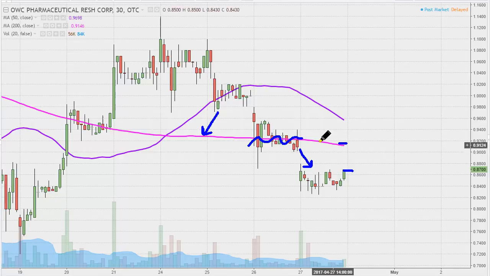Now, don't get me wrong, I'm not saying that the price can't get back up above the pink line. I'm just saying that from a quote-unquote storybook perspective, this is what the bears were looking to do, and they were able to accomplish that.